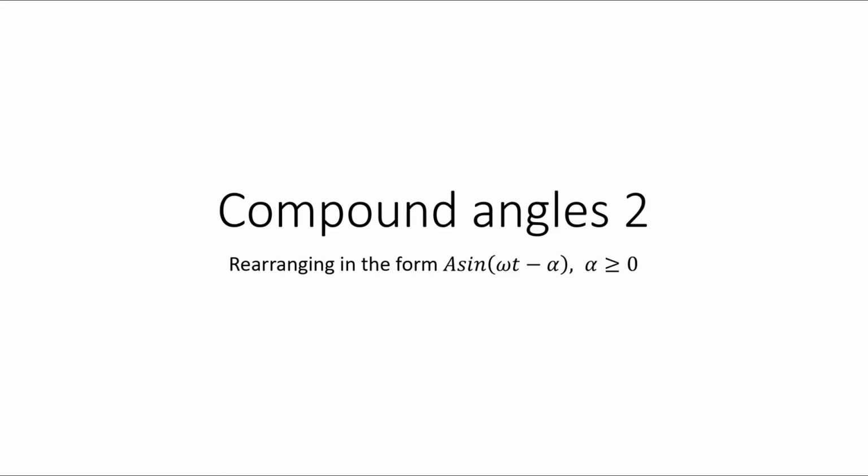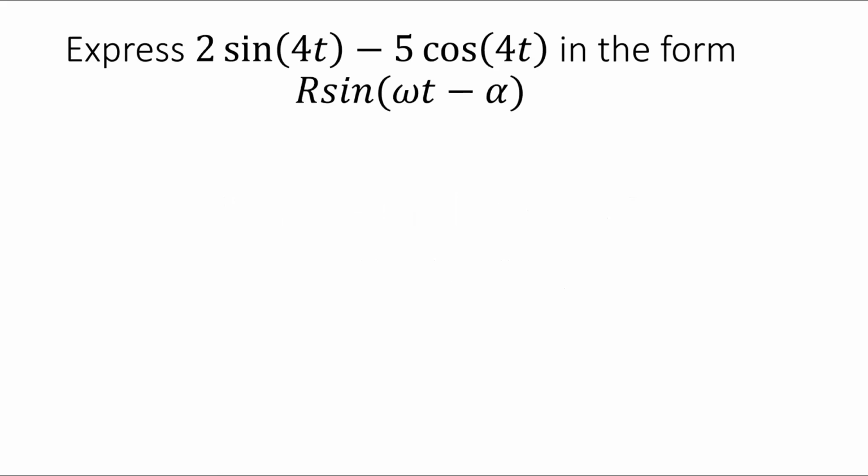This is the second video in a very short series of videos on compound angles where we're rearranging what we're given to put it into a particular format. Now this one is R sine omega t minus alpha rather than plus alpha. So let's have a look at the example, and we're asked to express 2 sine 4t minus 5 cos 4t in that particular format. Already we can write it as R sine 4t minus alpha.